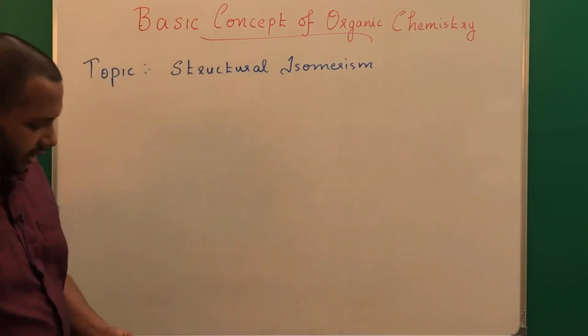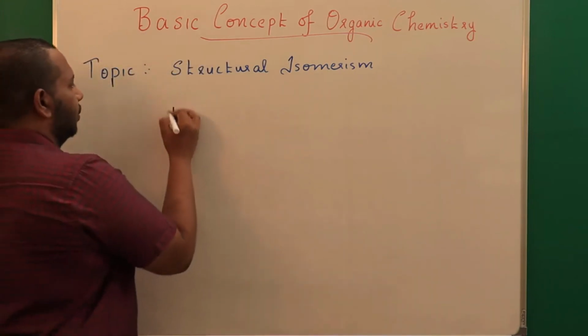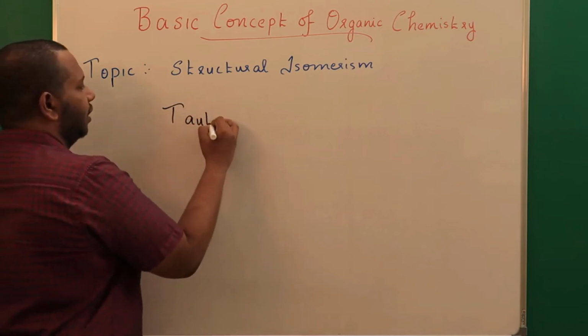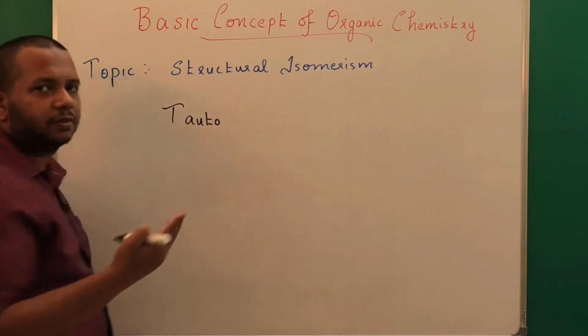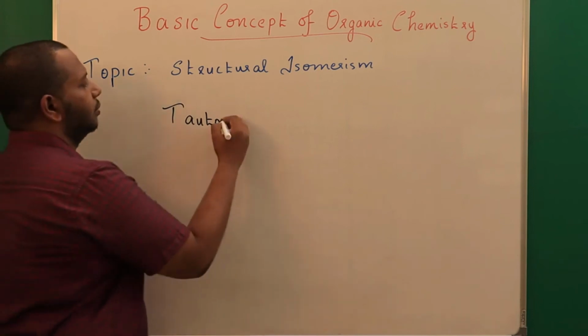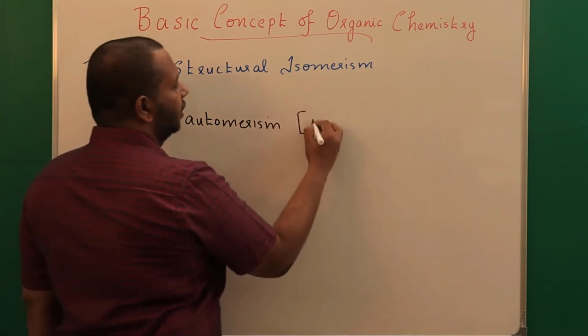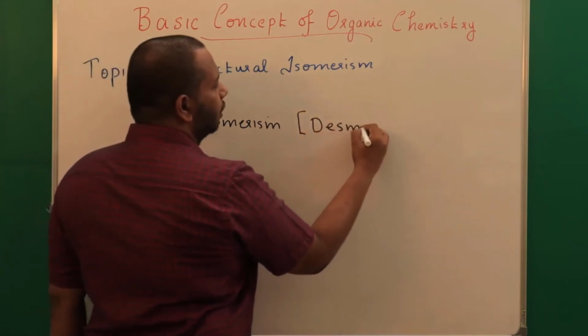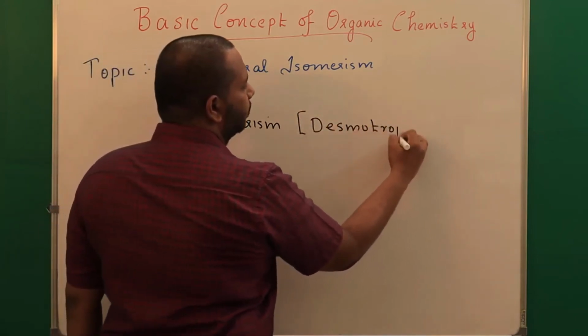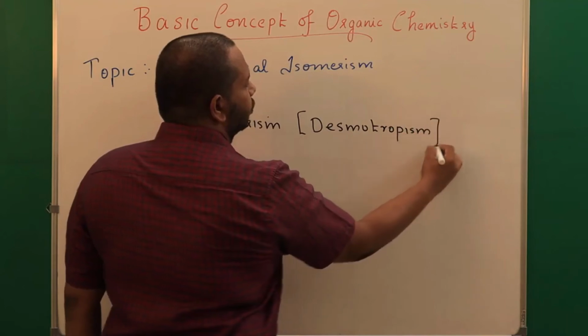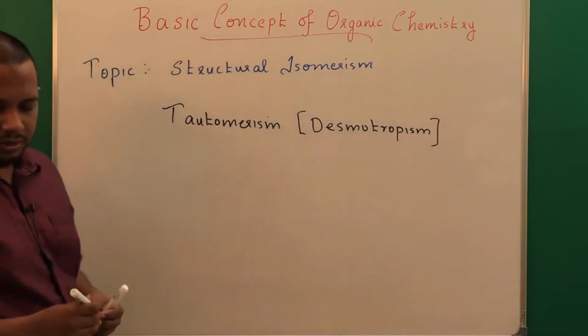Okay, so I can give the heading: tautomerism. Very, very important. You can see in every question paper, every previous year's questions, there will be one question from tautomerism. Tautomerism is also called desmotropism. So who introduced tautomerism?